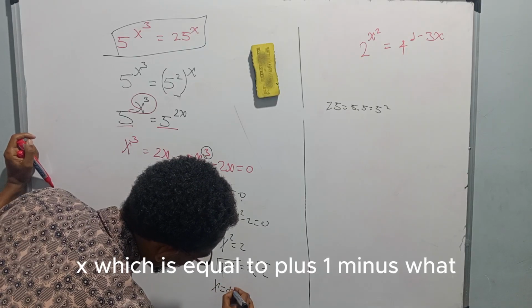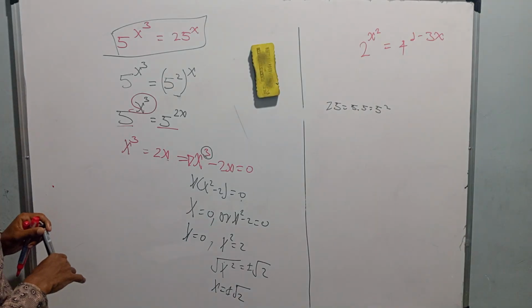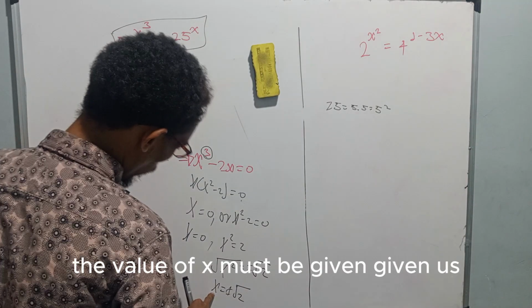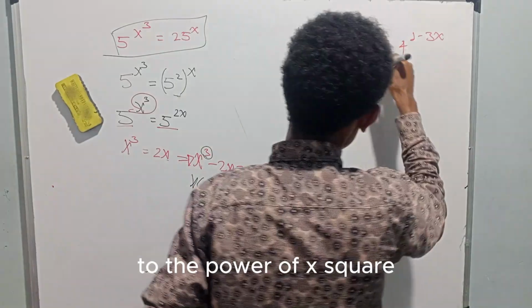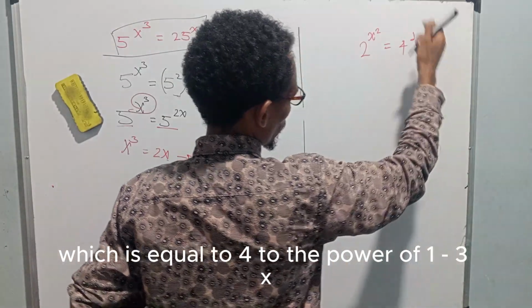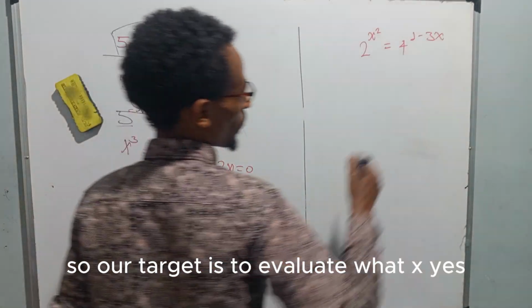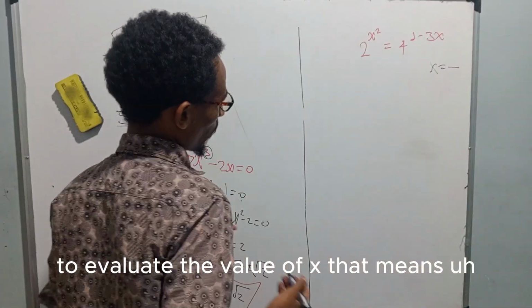X, which is equal to plus or minus what? Square root of 2. So the value of x must give us e to the power of x squared, which is equal to 4 to the power of 1 minus 3x. So our target is to evaluate what? X. Yes, to evaluate the value of x.